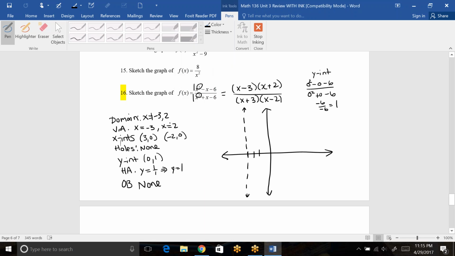It just so happened that nothing canceled, so they both ended up being vertical asymptotes. We also have a vertical asymptote at +2. We have a y-intercept at 0, 1. So there's that one. We have x-intercepts at 3 and at -2. And we have a horizontal asymptote at 1.